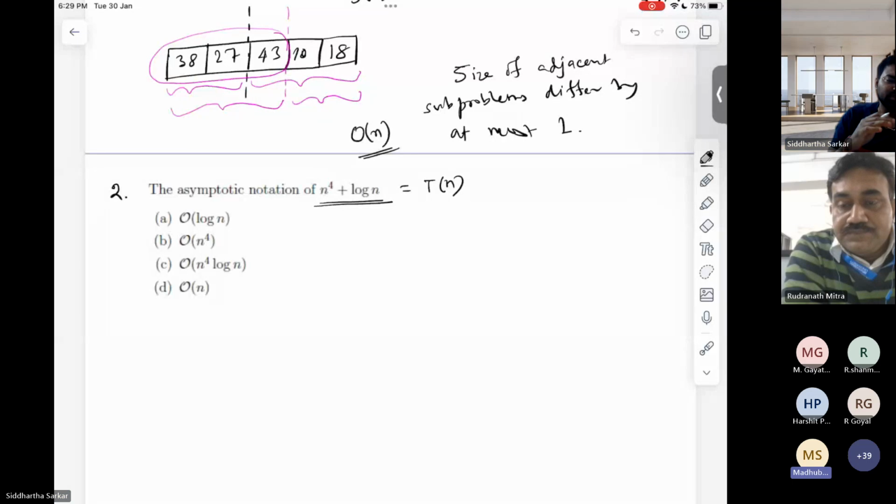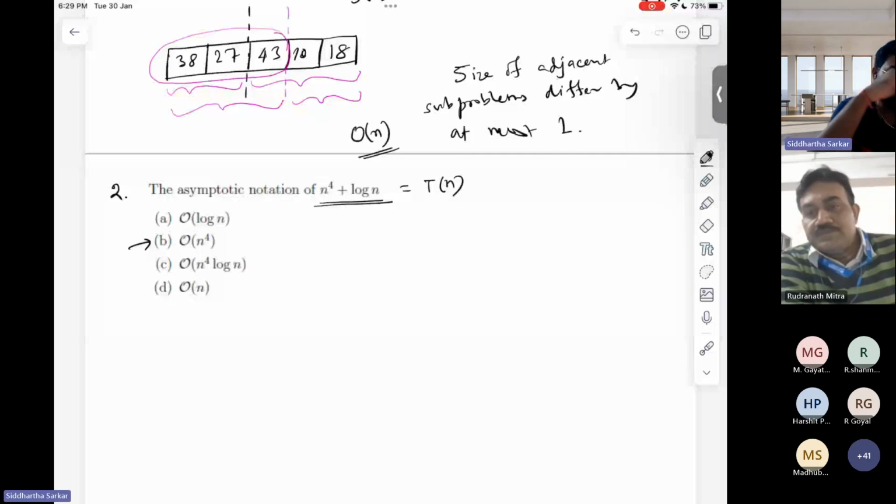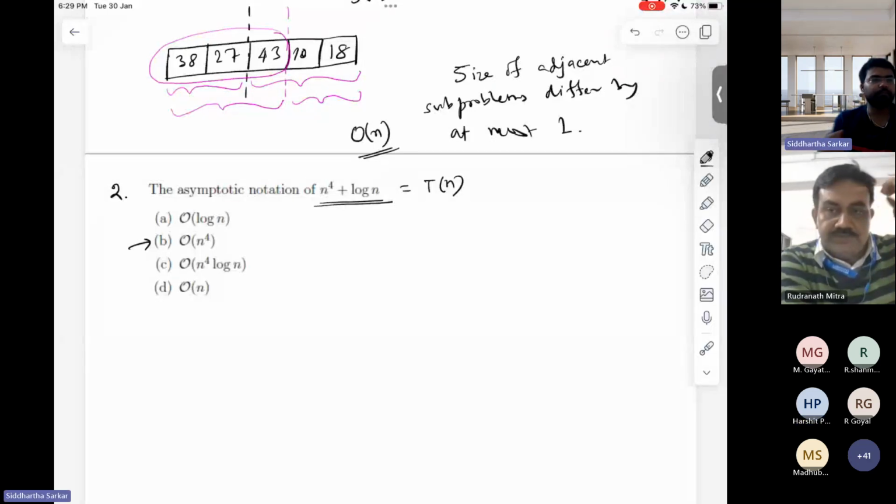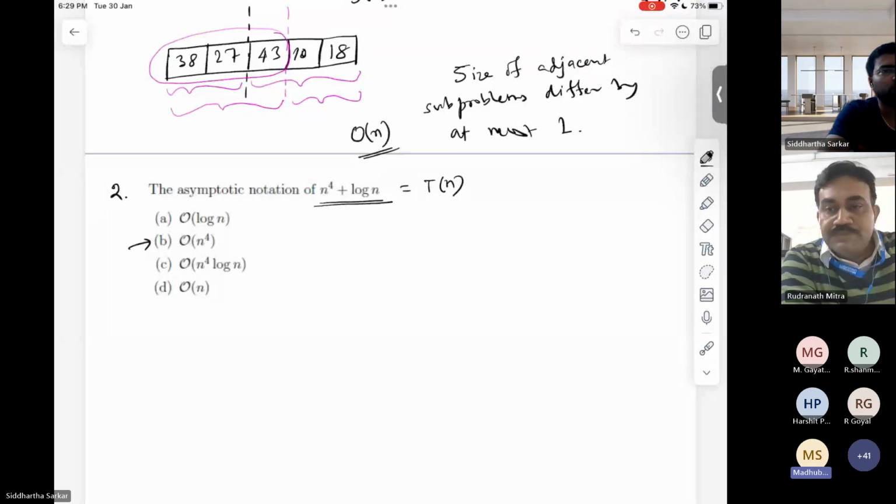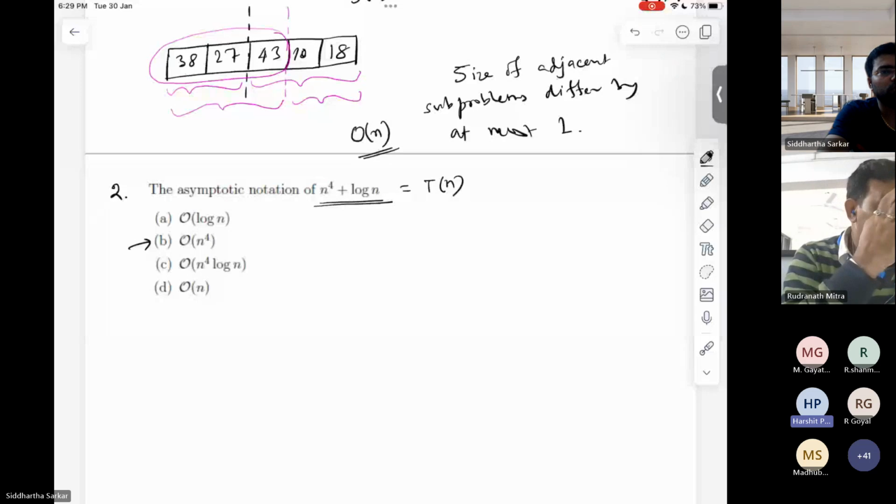I don't know, n to the power 4. Second answer. There is an echo. Okay, so why is it n to the power 4? Whoever is saying. Probably log n is normally less than n squared always. Oops, just a second, my battery is running out.